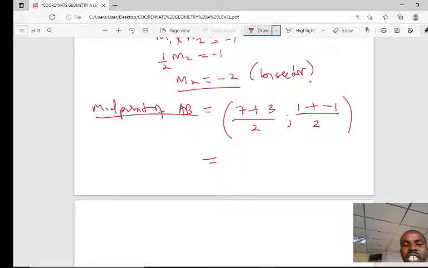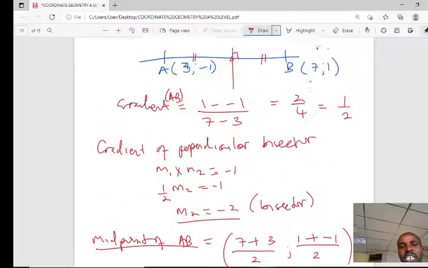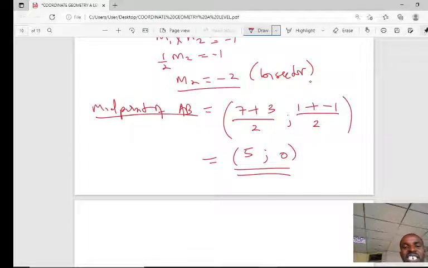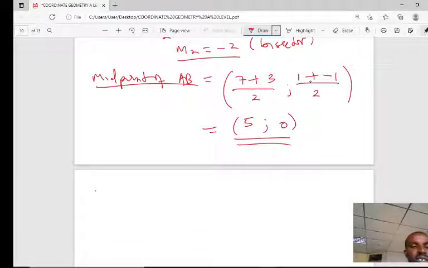Then if you simplify this one, what do you get? 7 plus 3 is 10, divided by 2 is 5. Then 1 plus -1 is 0, over 2 is 0. So that's the point where this perpendicular bisector meets the line AB. So it's 5, 0. Now we have the gradient and we have the point. The point is 5, 0, and the gradient, which is M2, is -2.